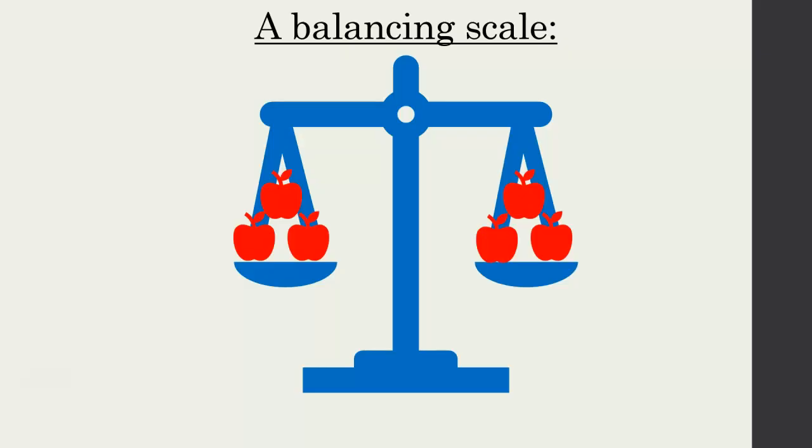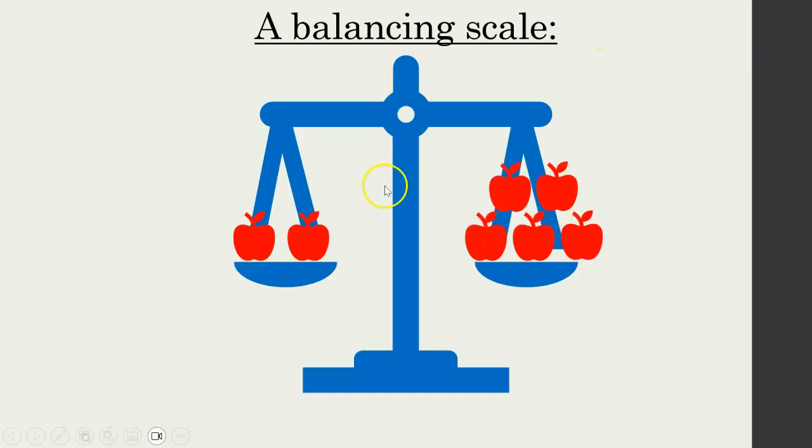So in this example, we have 3 apples on the left hand side, 3 apples on the right hand side. So it is balanced because the same weight is over on this side and the same weight is over on this side. So everything is equal. This side is not going to move down, this side is not going to move up, it's not going to move at all. It's going to stay still.